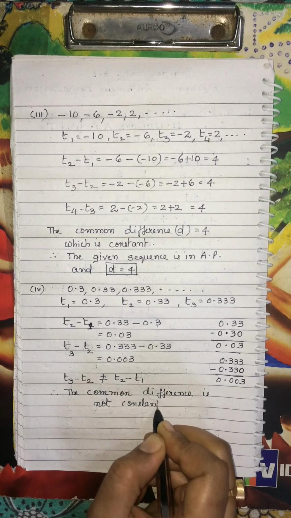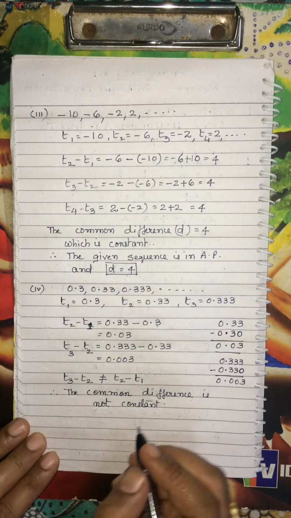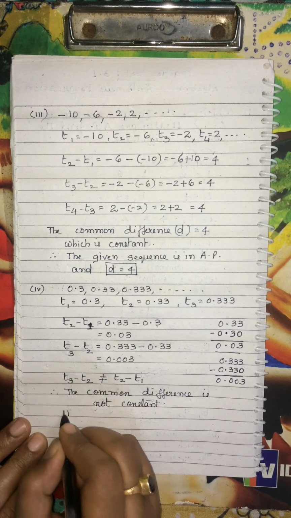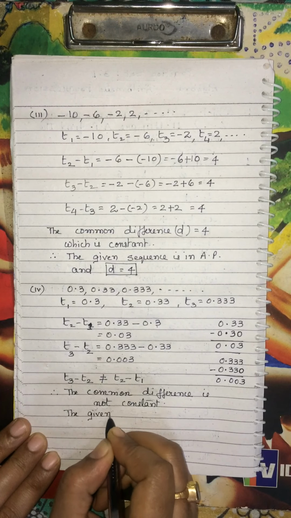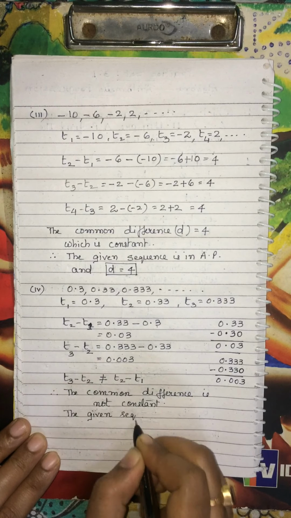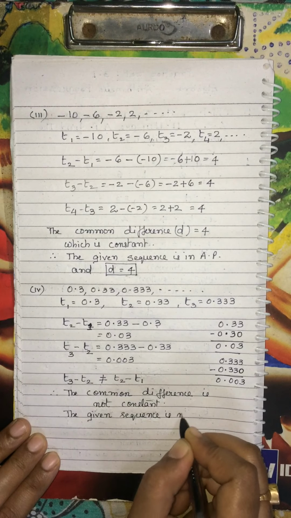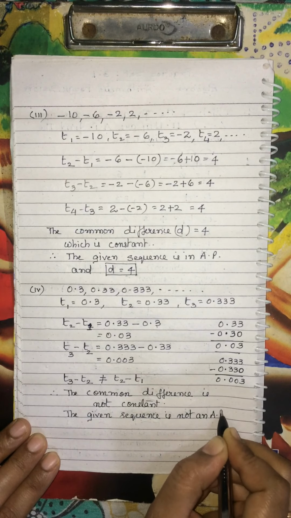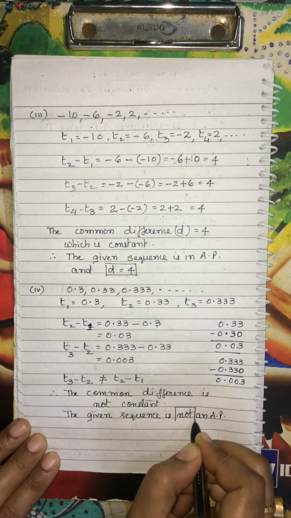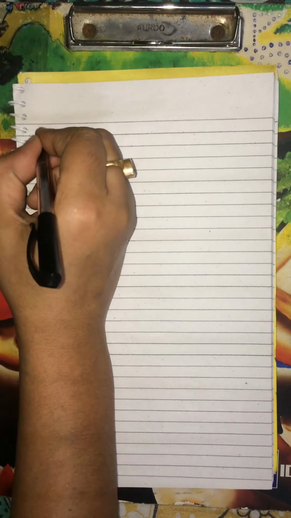Therefore, the given sequence is not an AP. We are not getting an AP. The given sequence is not an AP. So you have to highlight it, children. It is not an AP. Alright. Now let us come to question number 5.